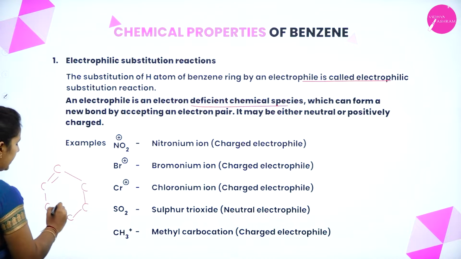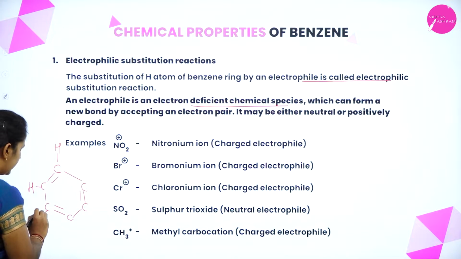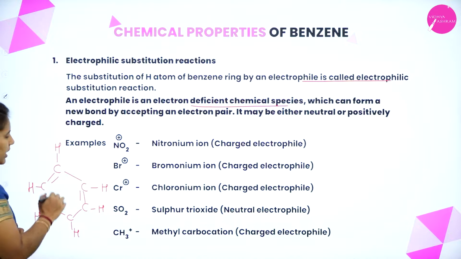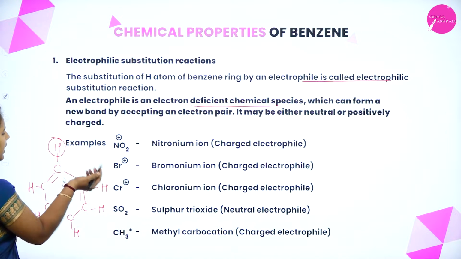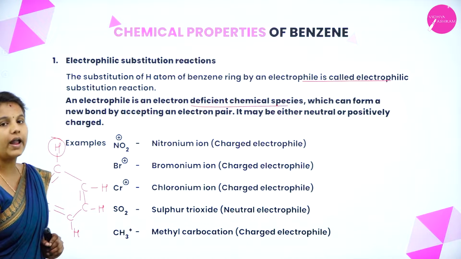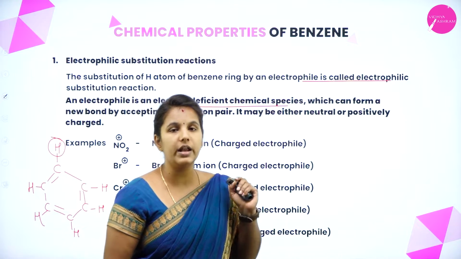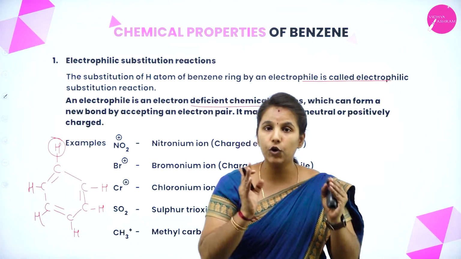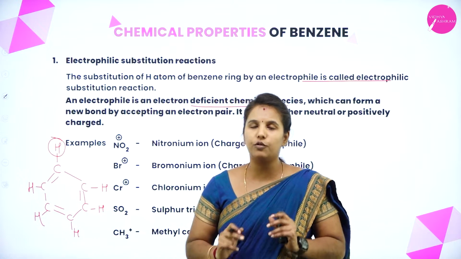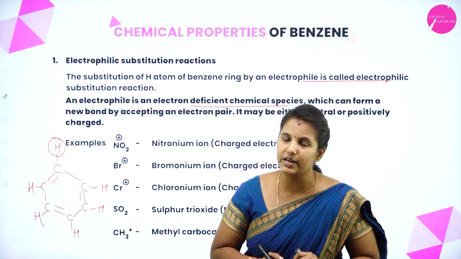This is my benzene ring having 3 alternating single bonds and 3 alternating double bonds, and having one hydrogen on each carbon. If you remove any one of the hydrogens and substitute it with an electrophile, then the reaction is said to be electrophilic substitution reaction. Remember, if you remove any one of the hydrogens and react with the electrophile, the reaction becomes what? Electrophilic substitution reaction.